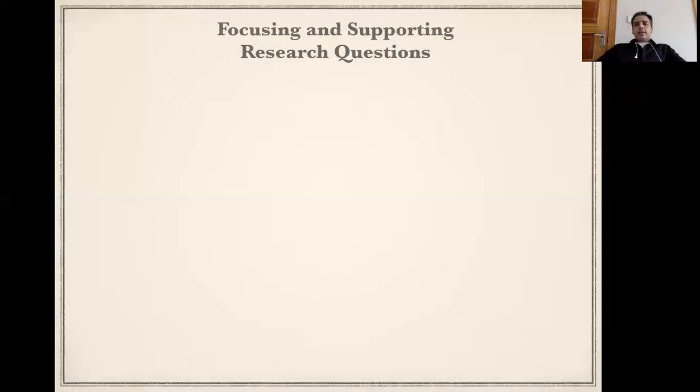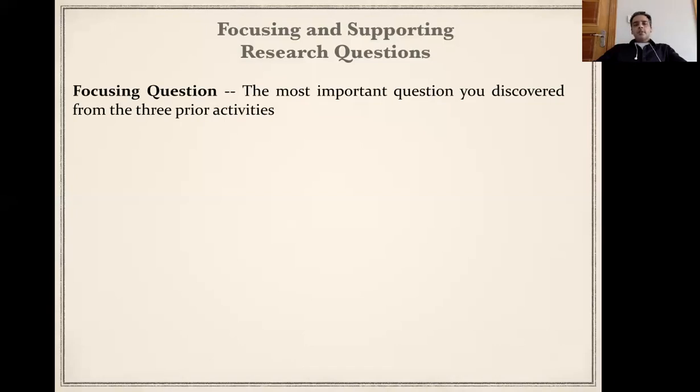We also have focusing and supporting research questions. Just to have a difference between these two, what are they? The focusing question would be the most important question you discovered from the previous three activities or strategies: your personal knowledge, reading the books, and having those different thought processes. So that is the most important question, or the research question can be your focusing question, which you are targeting. That has to be your prime concentrated area where every focus should be at all times.